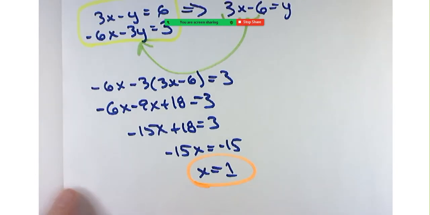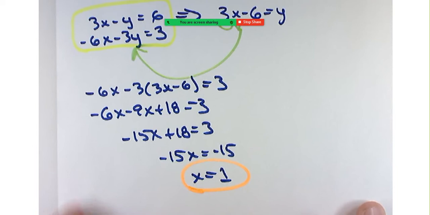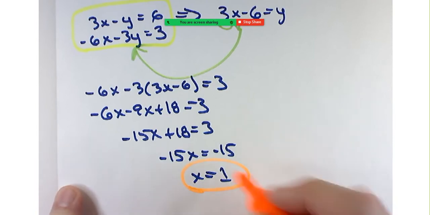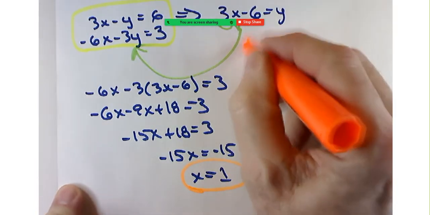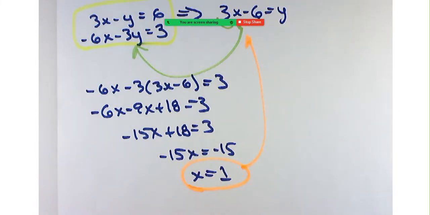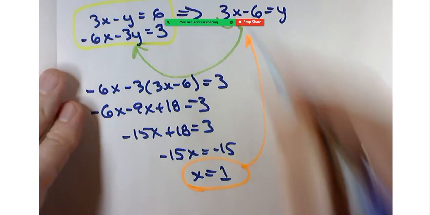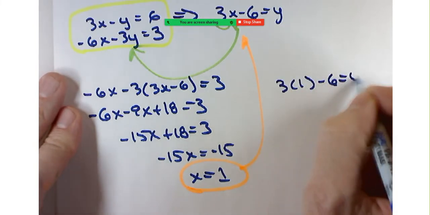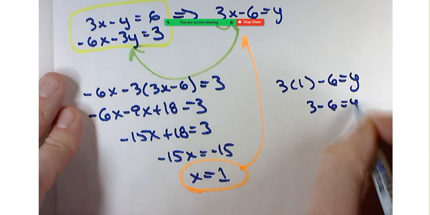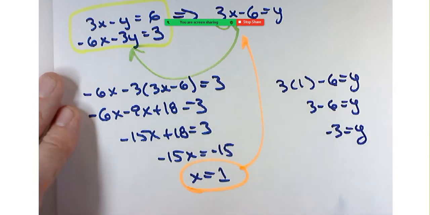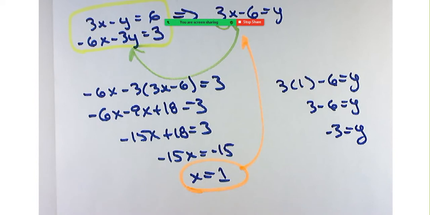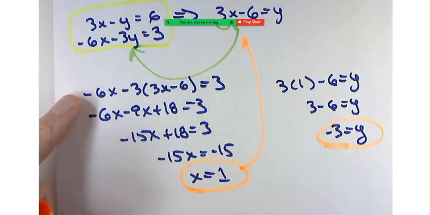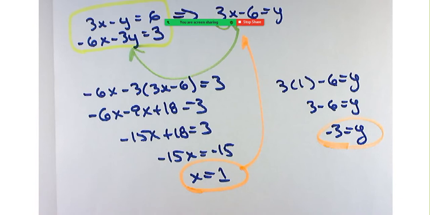The nice thing about the substitution method here anyways is that it makes it easy to solve for y, or the other variable, whatever it may be in your case. I just plug it back in here. 3 times 1 minus 6 equals y. So negative 3 equals y. 2 down, 1 to go. So now that I've got x and y, I've got to go back and find z.